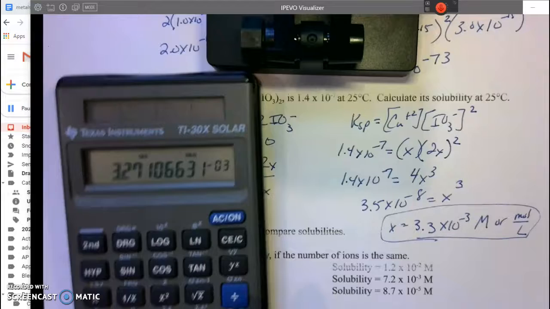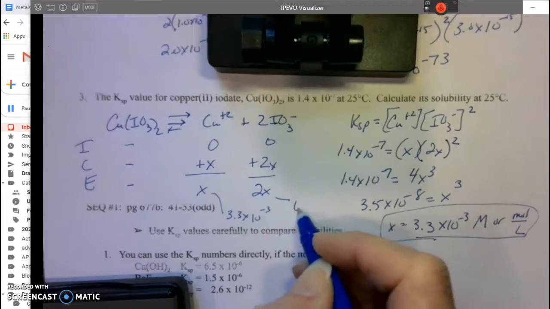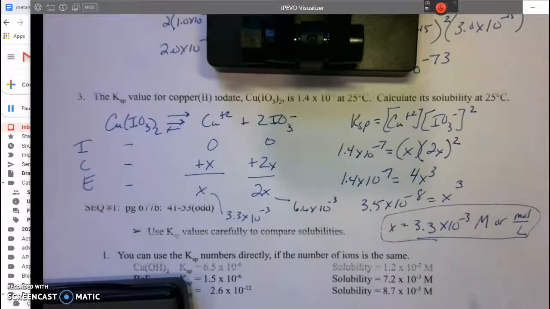Now, it's not the concentration of the ions. If we want to go back and do concentrations, the concentration when it dissolves at equilibrium is going to be 3.3 times 10 to the negative 3rd for the copper 2, and then it will be 6.6 times 10 to the negative 3rd for the iodate. So again, this is from the perspective of the compound.